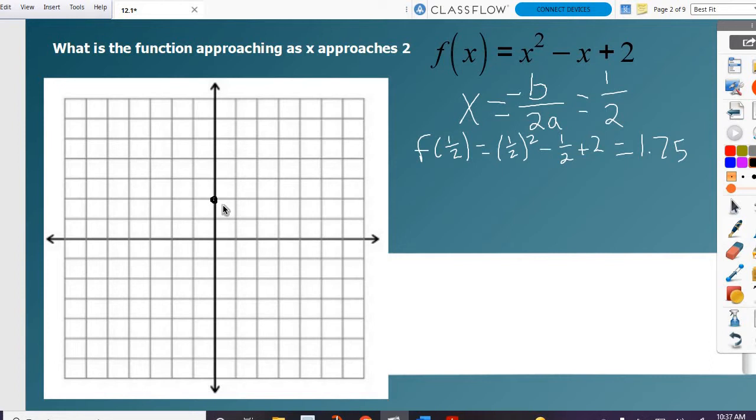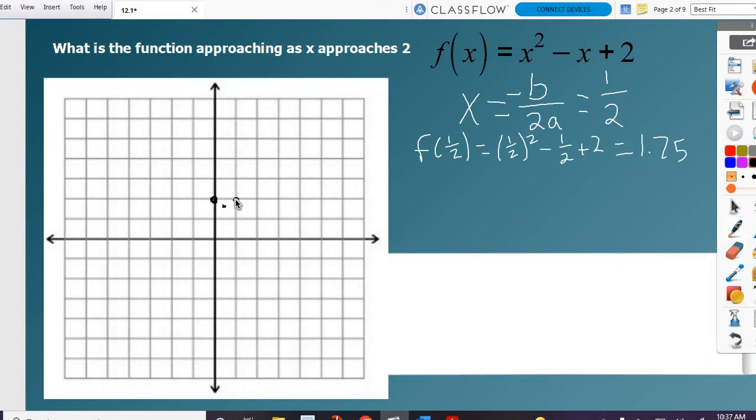So, do we know anything else about this graph now? The vertex. Okay, we know the vertex. What else do we know about parabolas? They look like a U. So what does that mean that they are? Symmetrical. So that means that if this is my vertex and I'm 1/2 to the left and I'm at 2, that means 1/2 to the right, I also have to be at 2.